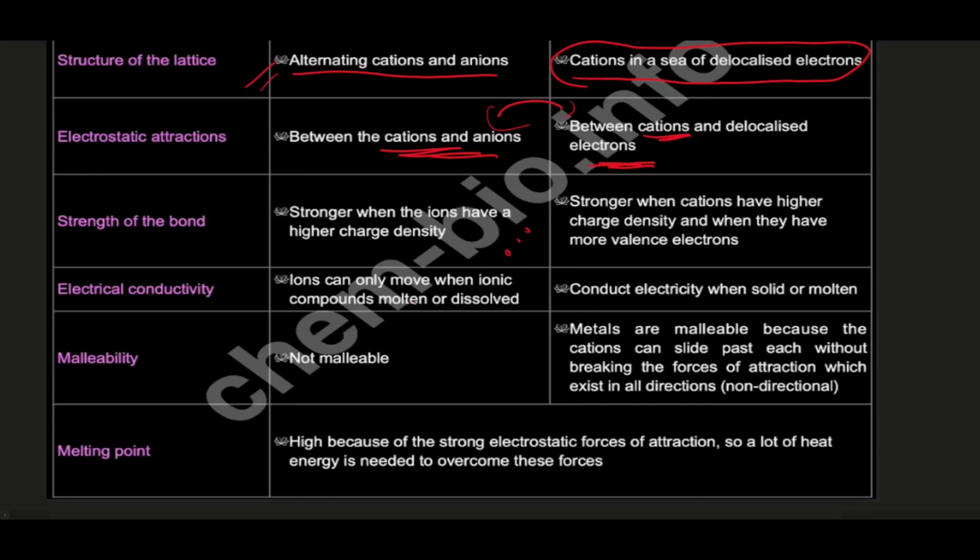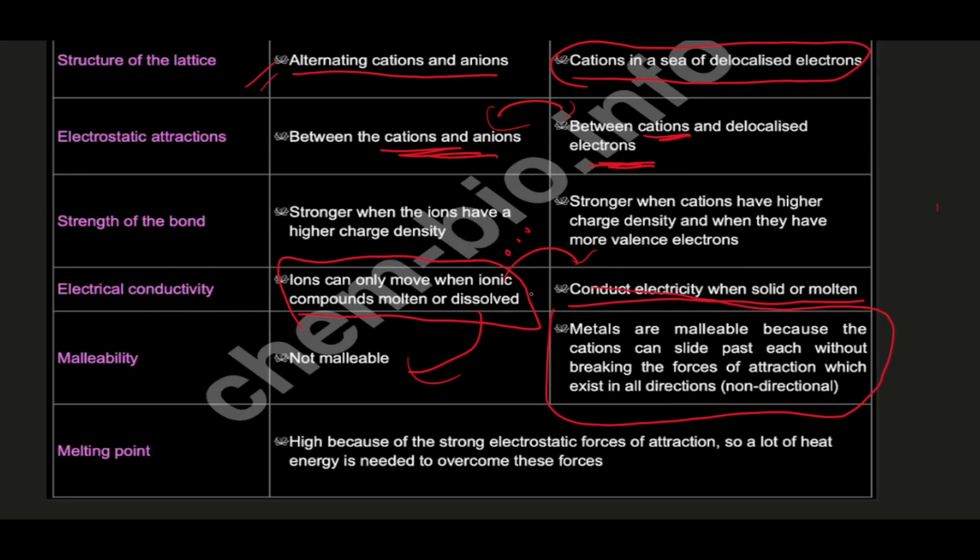Now, about electrical conductivity: ions are the charged species in ionic compounds, and they can only move when the compounds are in a molten or dissolved state. That limits their conductivity. But metals conduct electricity when solid or molten. Ionic compounds do not have the malleability property, but metals are malleable. Malleable means they can be bent into any shape. That's basically malleability, because the cations can slide past each other, breaking the force of attraction in all directions.